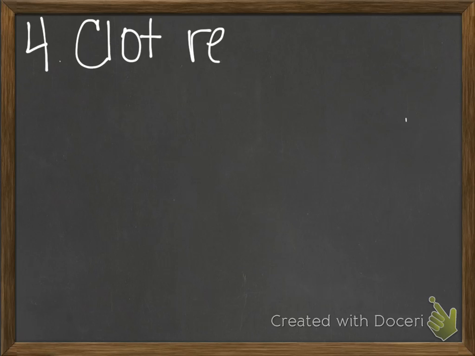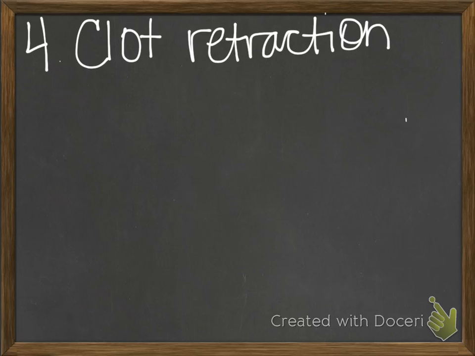Okay, so let's talk about clot retraction. That is going to be the fourth step in our process here. And this generally happens within 20 to 60 minutes. So clot retraction. So again, usually happens 20 to 60 minutes after that clot is formed.